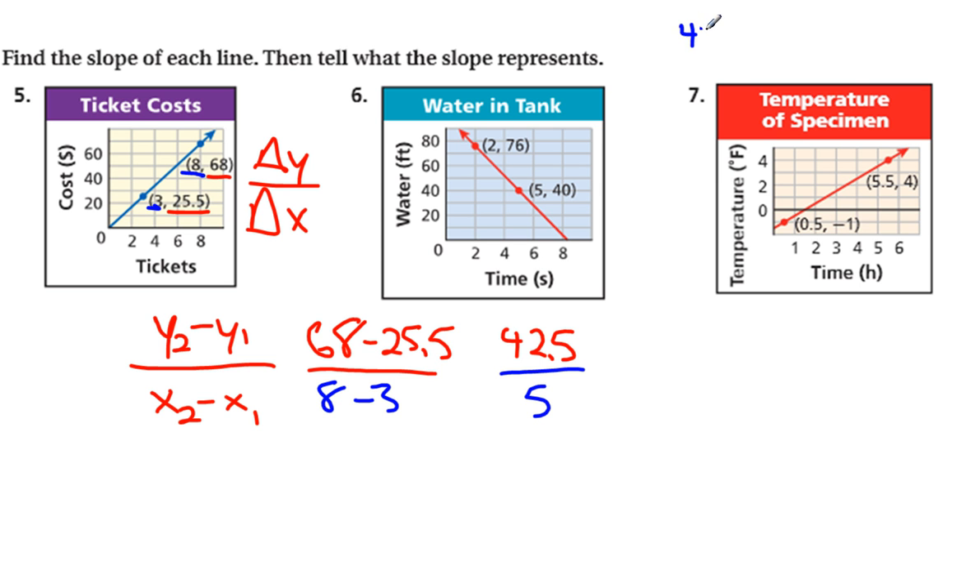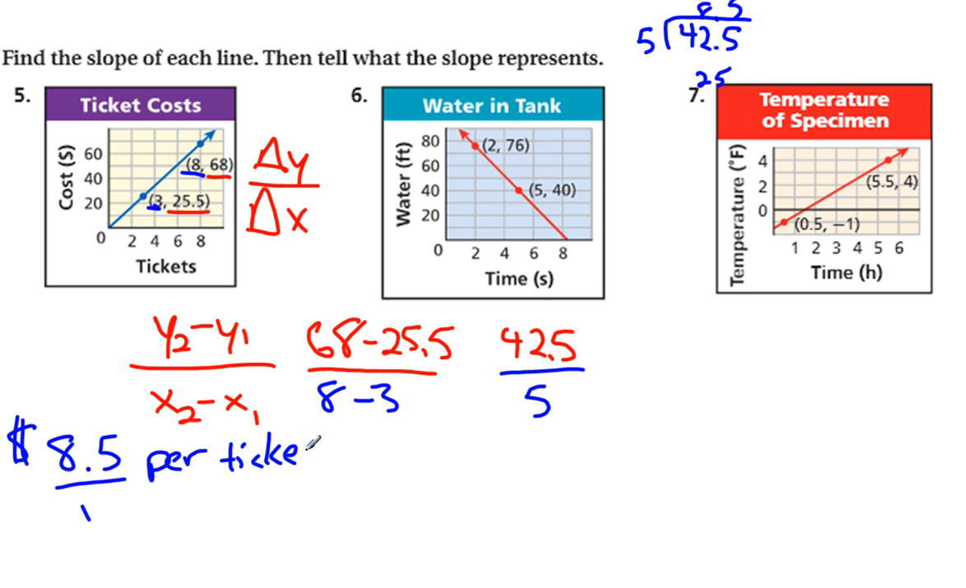Let's say 42.5 divided by 5. That's 8.5. So our slope's like 8.5 over 1. So in this case, what does that represent? So we're talking about cost per ticket. So it's going to be $8.5 per ticket. That's 5, right? 5.